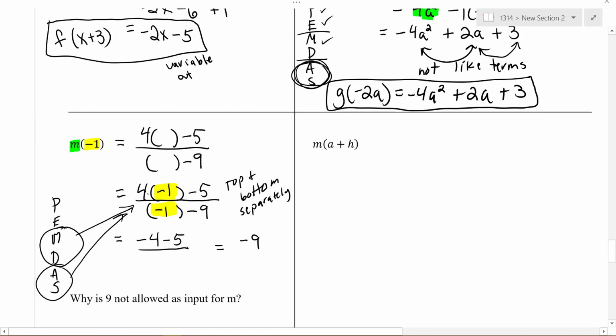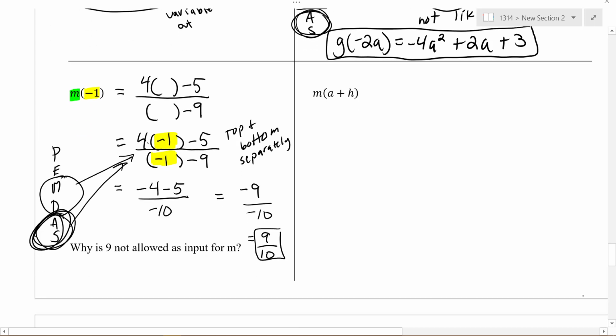What about the bottom? -1 minus 9. Okay, there's no multiplication to do there. That's subtraction. So we just have to do our subtraction there. Put that into Desmos if you need to, but that's a -10. Now, a negative divided by a negative, we always simplify that to be a positive. So it's overall a positive result. Okay, so I'm going to write this as m of -1 equals our final answer, positive 9/10.